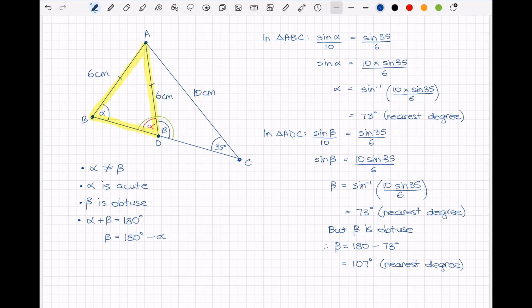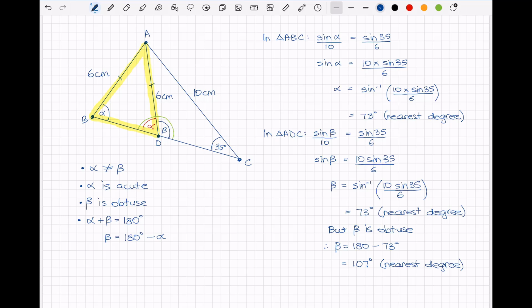But that makes more sense because we noticed beta was obtuse, 107 is greater than 90 but less than 180. And so that is the result that is not ambiguous. That makes sense in the context of this triangle. And that is how the ambiguous case of the sine rule plays out. It is possible to draw up two different triangles with similar dimensions but very different unknown angles.